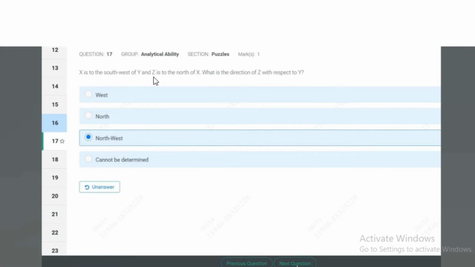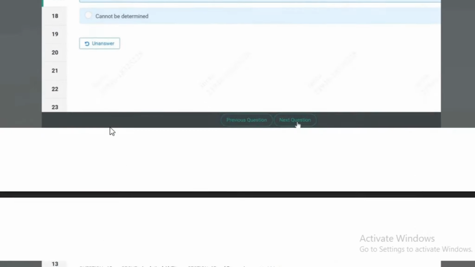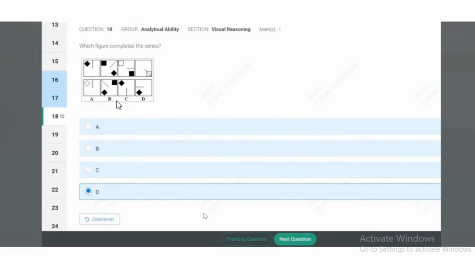And the next question is on directions. X is to the southwest of Y and Z is to the north of X. What is the direction of Z with respect to Y? So here the answer is northwest.